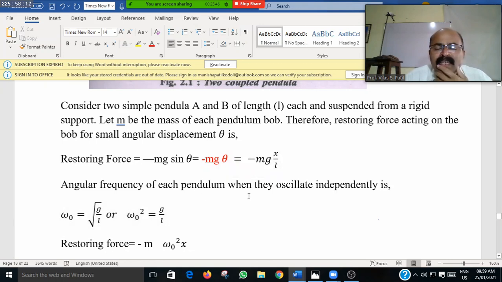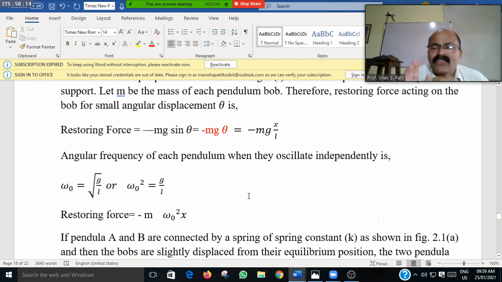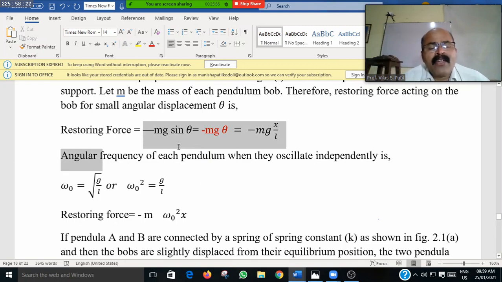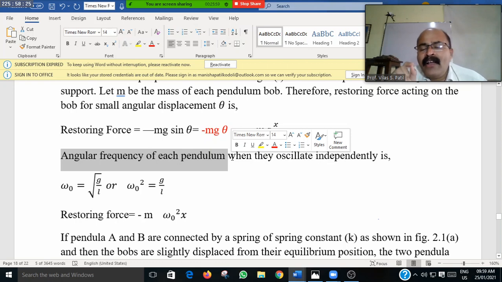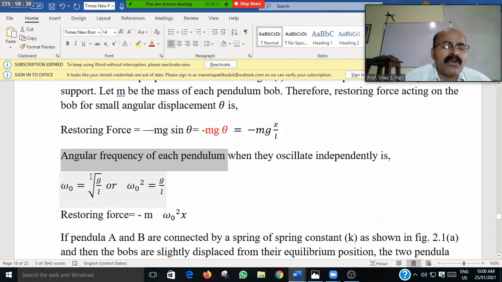The angular frequency of each pendula, we know, what is the angular frequency? Angular frequency is equal to omega 0, the angular frequency of each pendula when oscillate independently. दोघेही इंडिपेंडेंटली ऑसिलेट होत आहेत, कसेही ऑसिलेट होत आहेत, पण इंडिपेंडेंटली ऑसिलेट होत आहेत, then omega 0 is equal to root of g by l, दोन्ही बाजूचा वर्ग करा, omega 0 squared is equal to g by l. आता इथं आपल्याला कोणाची व्हॅल्यू घेता येते बघा मित्रांनो, that is आपल्याला g ची व्हॅल्यू घेता येते.